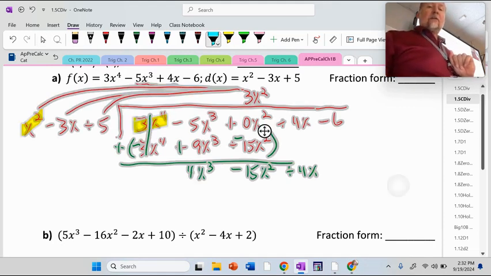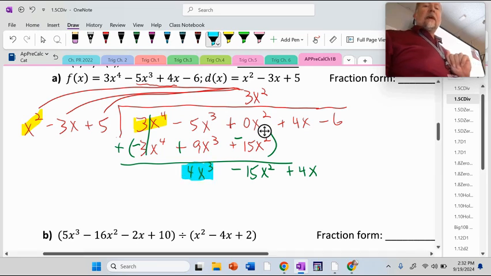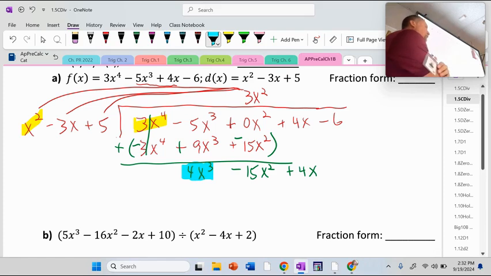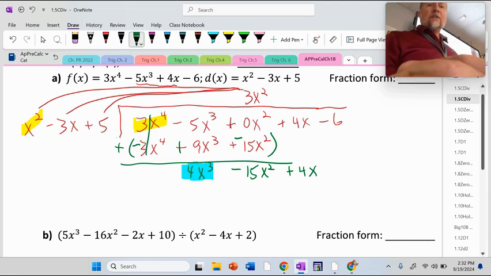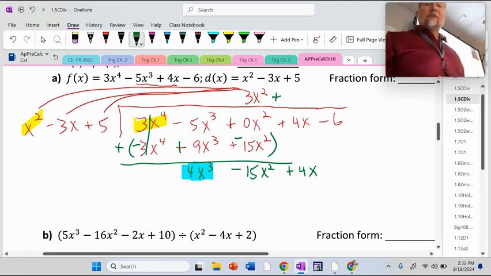I'm going to leave that yellow x squared. And then what times that yellow x squared equals that blue 4x to the third? What's the answer? 4x. So I just need a 4x up there, and I'm in green. I'm trying to get my color coding.